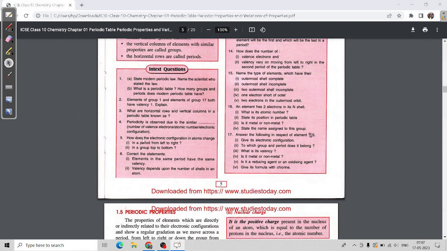Now, how does the electron configuration in an atom change? Sorry, this question is already done. Sorry, my mistake.